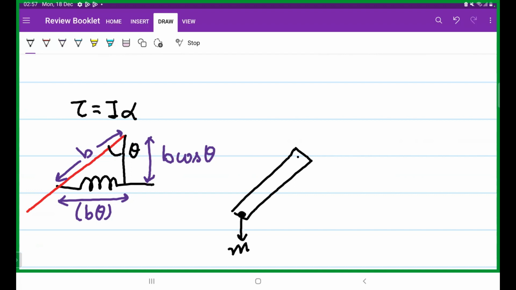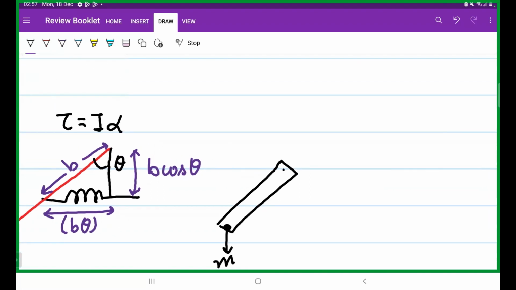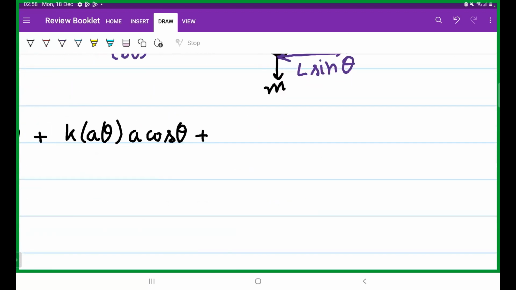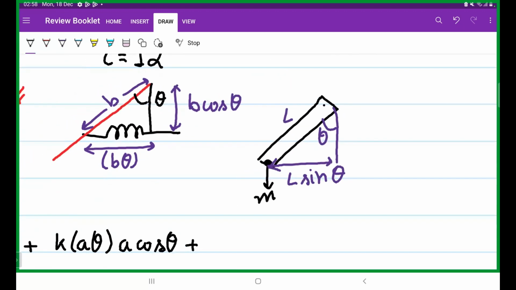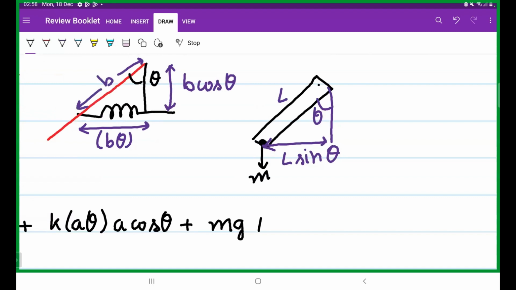Okay, the force is vertically downwards, right? So we need to find this component of length. This angle is theta, this angle is L. So this length will be L sine theta. So the component of torque, or the torque because of this mass, will be mg L sine theta.